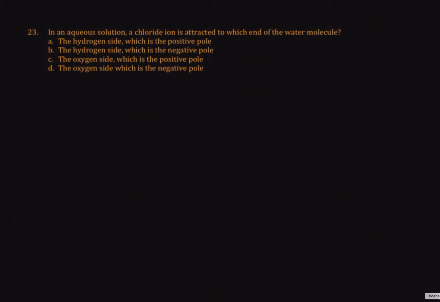All right. In an aqueous solution, the chloride ion is attracted to which end of a water molecule? All right, so a couple things you need to know here. The chloride ion has a charge of -1. It's a halogen. All the halogens have a charge of -1 when they make an ion. So then the other part is, well, what are we talking about, the ends of the water molecule?